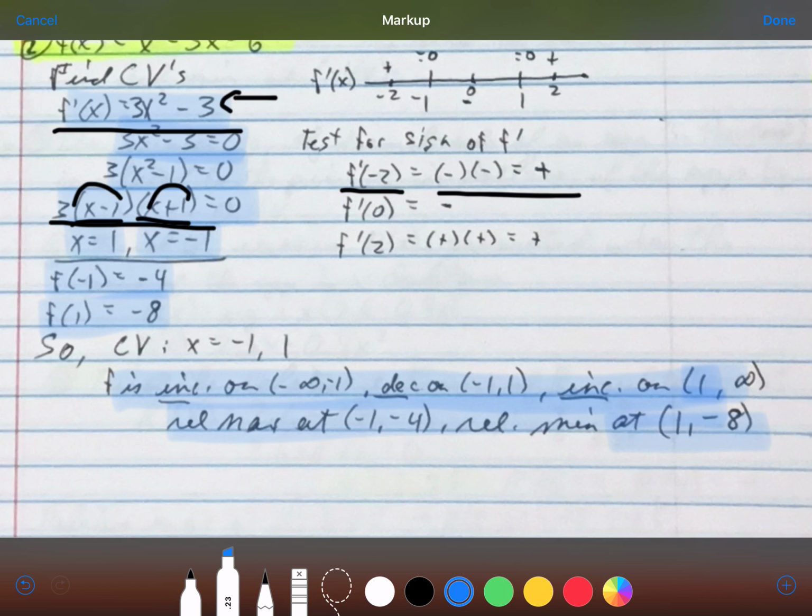Those are our critical points. Our relative maximum is (-1, -4). Our relative minimum is (1, -8). The location is the x-coordinate. The value of the function is the y-coordinate.